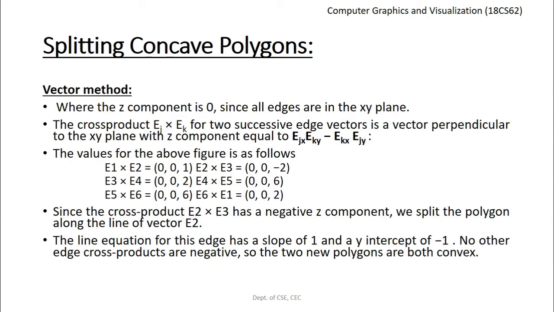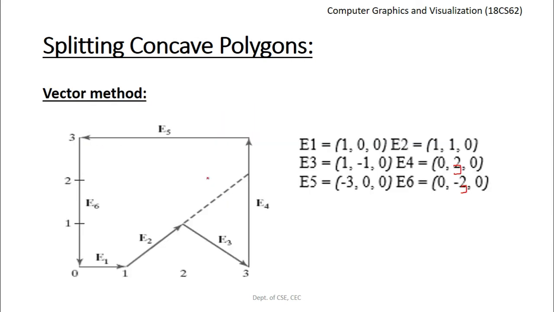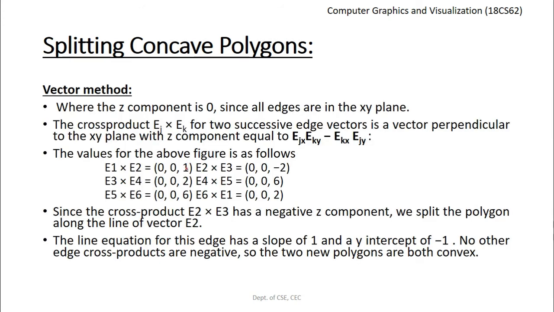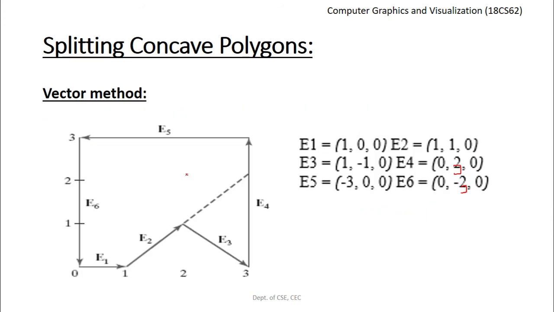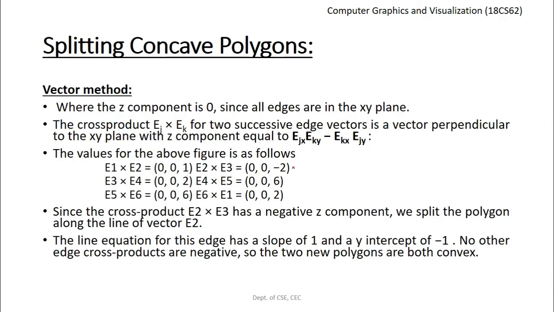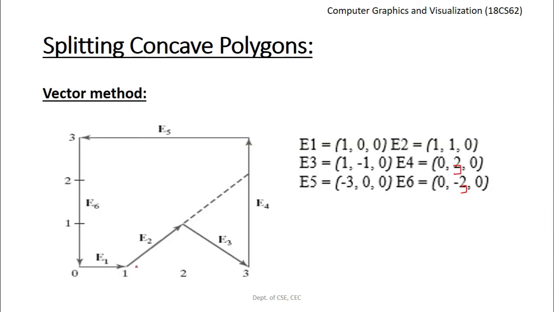Since all the edges are in the xy plane, the cross product of Ej cross Ek for two successive edge vectors is a vector that is perpendicular to the xy plane, with the z component equal to Ejx Eky minus Ekx into Ejy. Let us consider the cross product for the edge vectors E1 cross E2. The z component will be a positive value. For E2 cross E3, the z component will be negative.